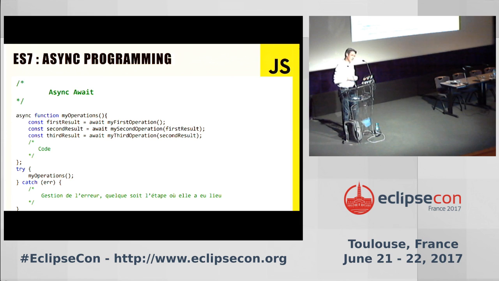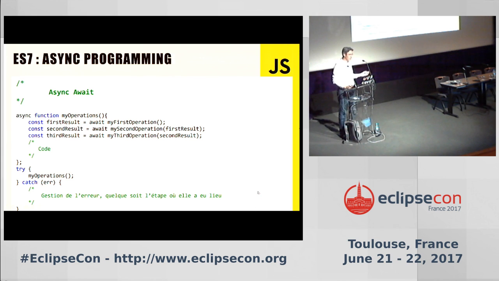How can I say that in English? It's a little bit complicated for me. We have, come on, I don't know how to say that. We have something really simple to write. You don't have to write promises and then and call function and so on. We have, I'm sorry, I'm searching for my word. Anyway, I will show you a demo.